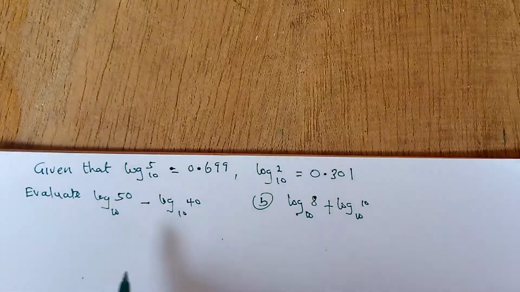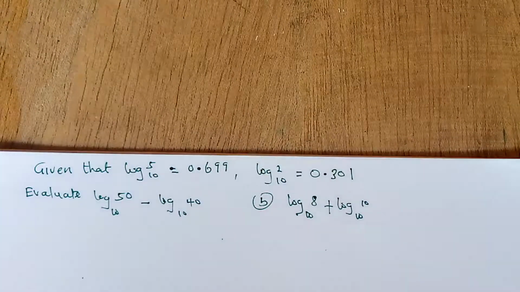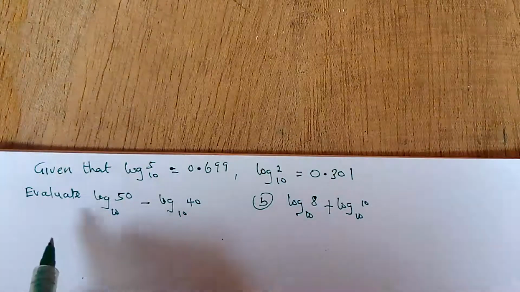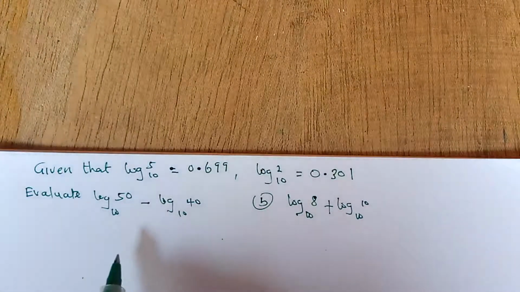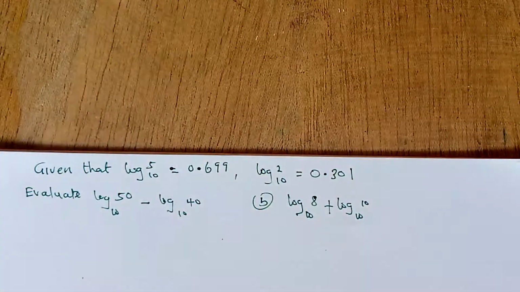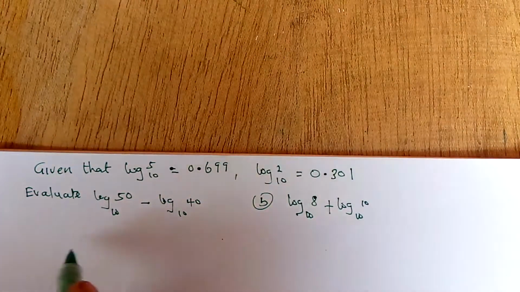The question is given that log 5 to the base 10 is equal to 0.699 and log 2 to the base 10 is given as 0.301. And the question is saying that we should evaluate log 50 to the base 10 minus log 40 to the base 10. So let's try our solution here.